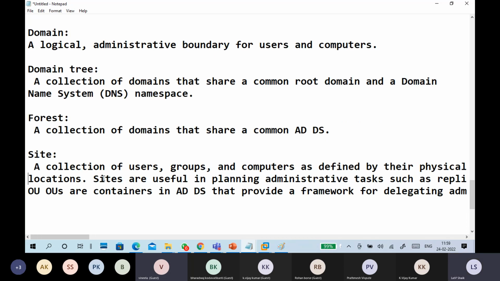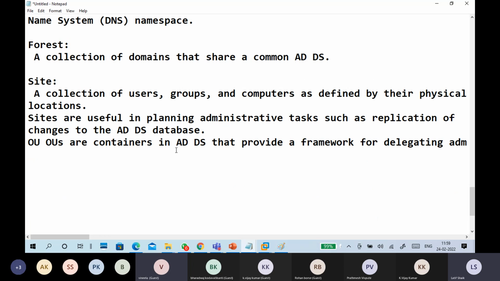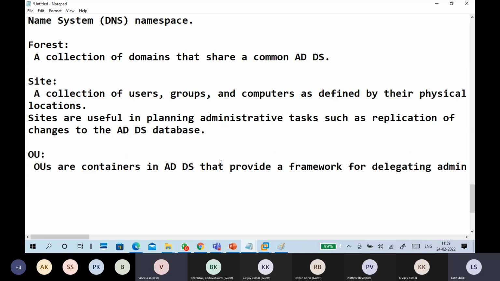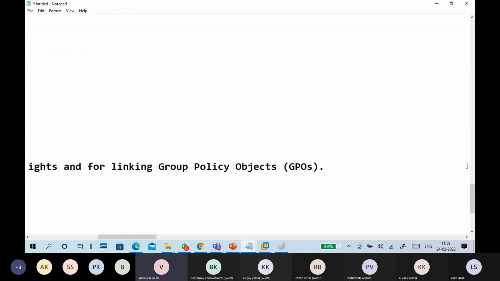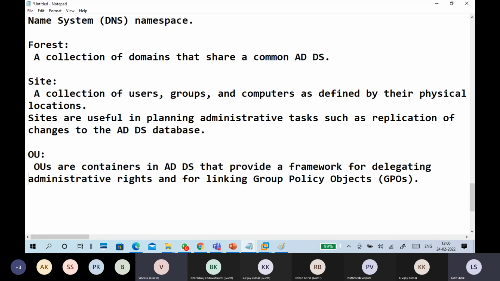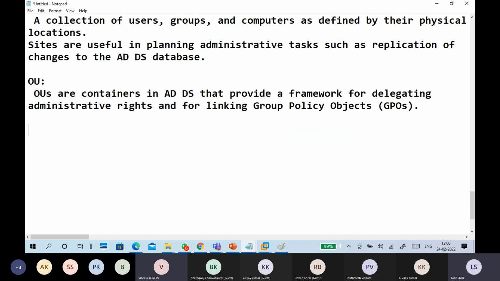And sites are useful in planning administrative tasks such as the replication of changes to the AD DS database. Next one is OU. OUs are containers in AD DS that provide a framework for delegation of administration, administrative rights, and linking group policy objects. We already explained that earlier, but I want to talk about partitions.